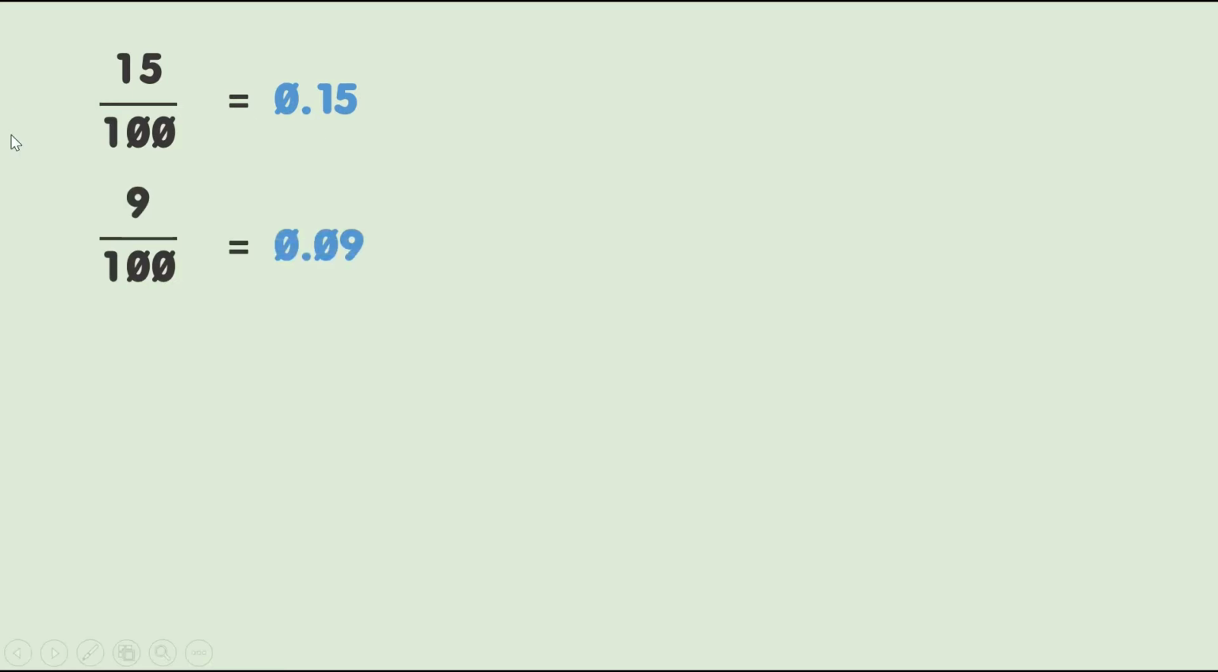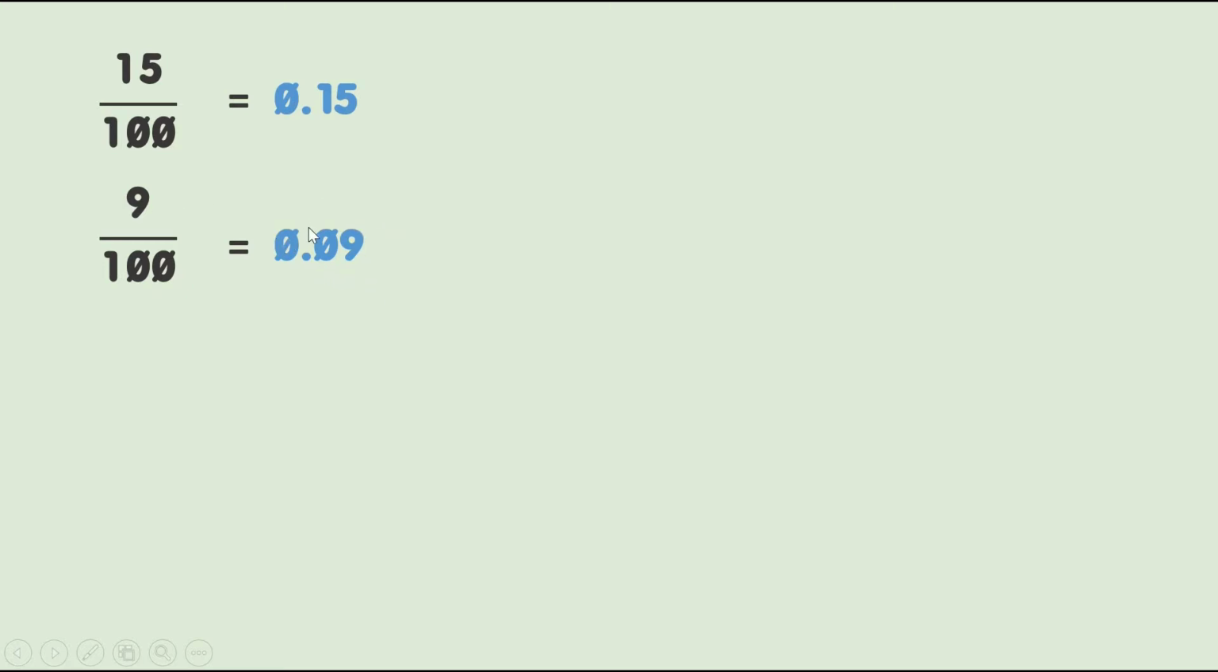Okay, now let's look at some fractions and convert them into decimals. 15 out of 100 equals 0.15. We have 2 zeros, so we need to have 2 place values after the decimal point. 9 out of 100 equals 0.09. Again, even though it's one digit, because we have 100 here, and 100 has 2 zeros, we need to have 2 places after the decimal point.